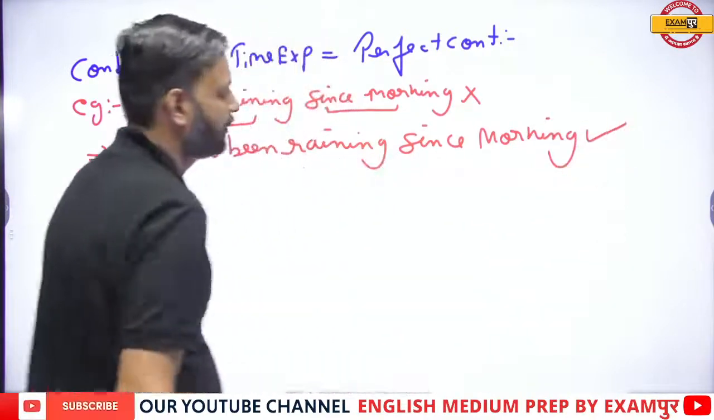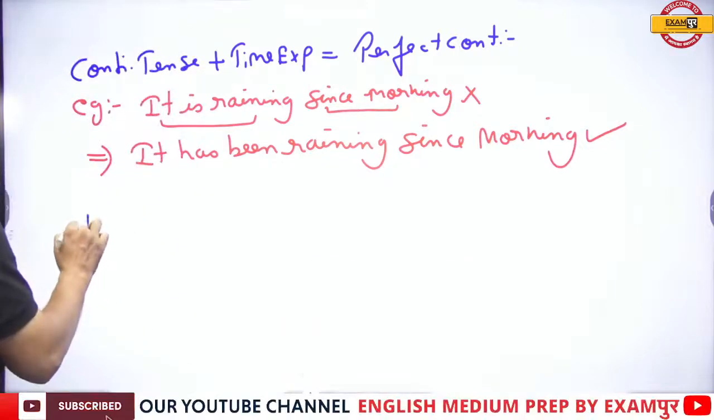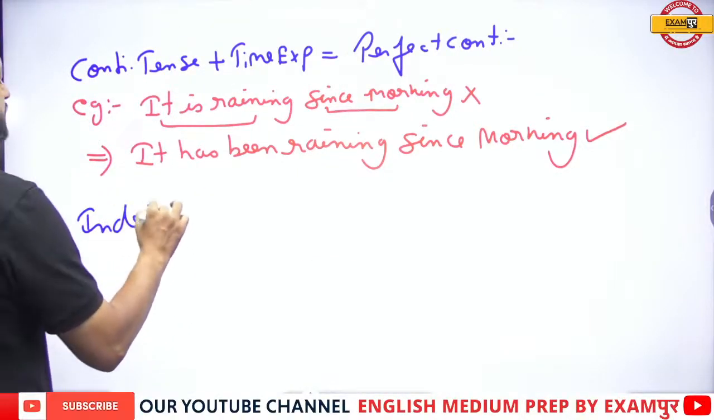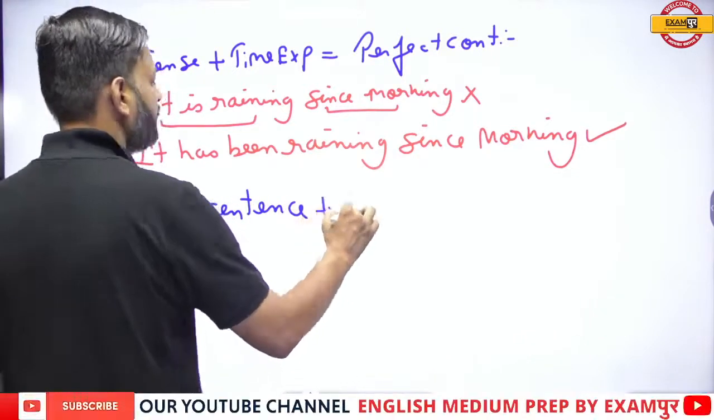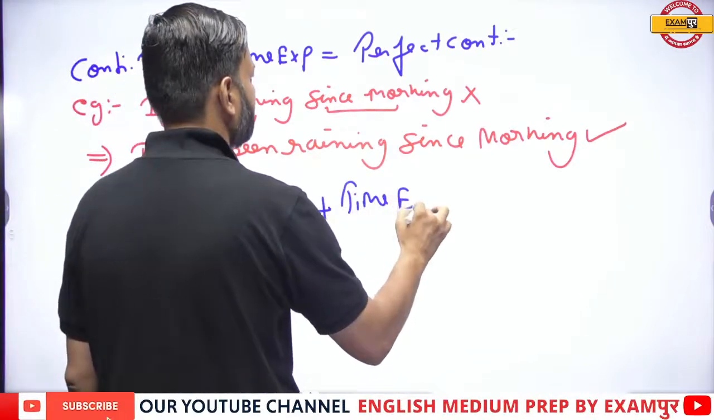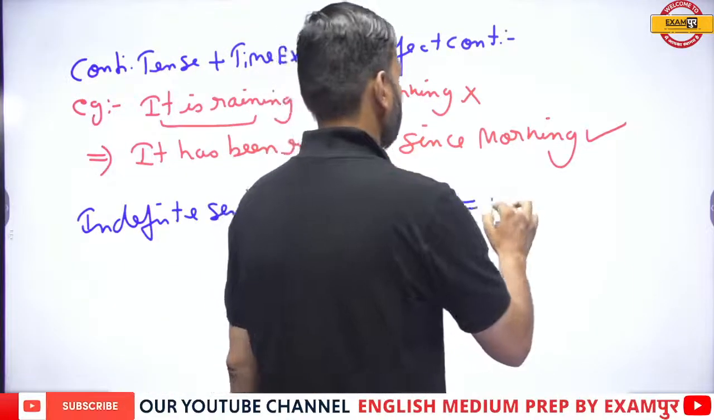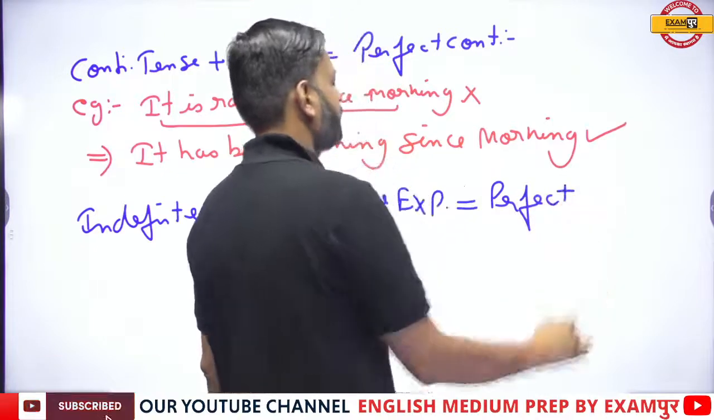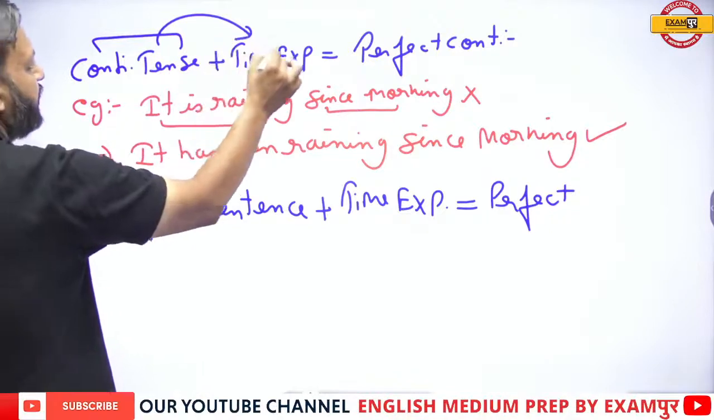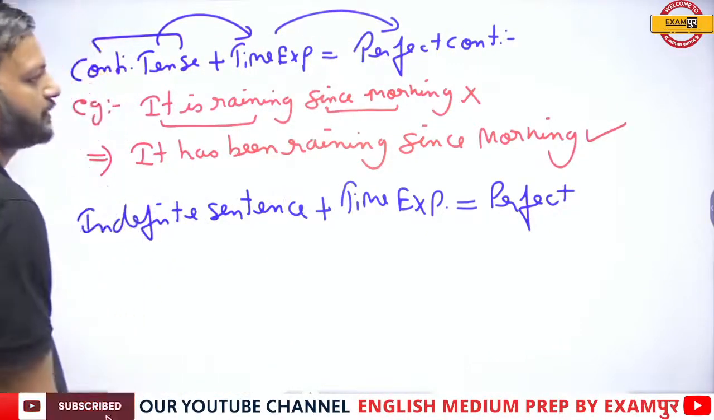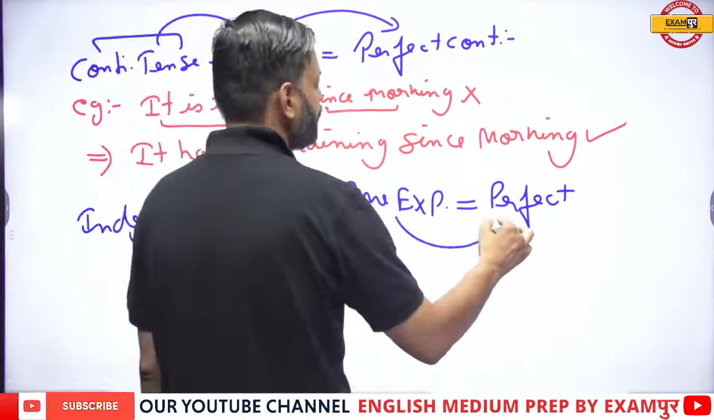This would be the correct sentence. The same way, if an indefinite sentence has time expression, it should be changed into perfect. Remember both the rules. If continuous tense plus time expression is there, it should be changed into perfect continuous. And if indefinite sentence has time expression, it must be changed into perfect.